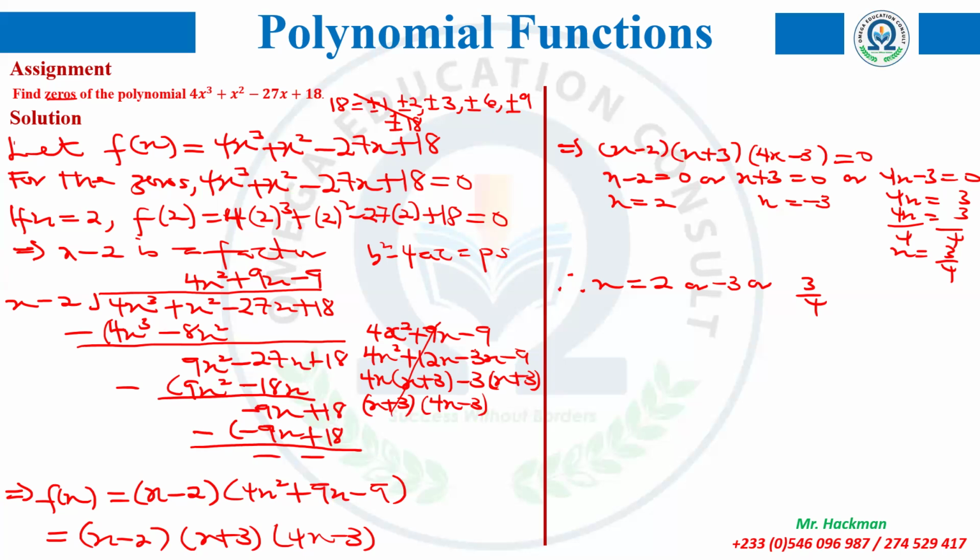Let's verify and see. A is 4, B is 9, and C is minus 9. So we are going to get 9, which is B squared, minus 4AC. A is also 4, and C is minus 9. So this will give us 81, then plus, someone should do this for us, 16 times 9.